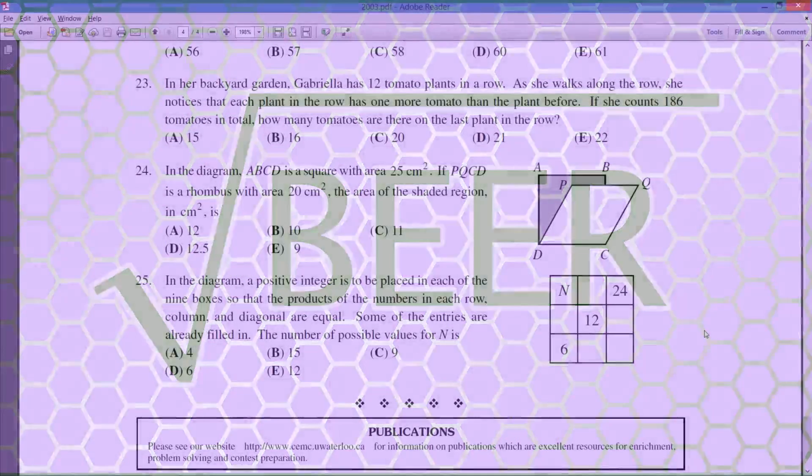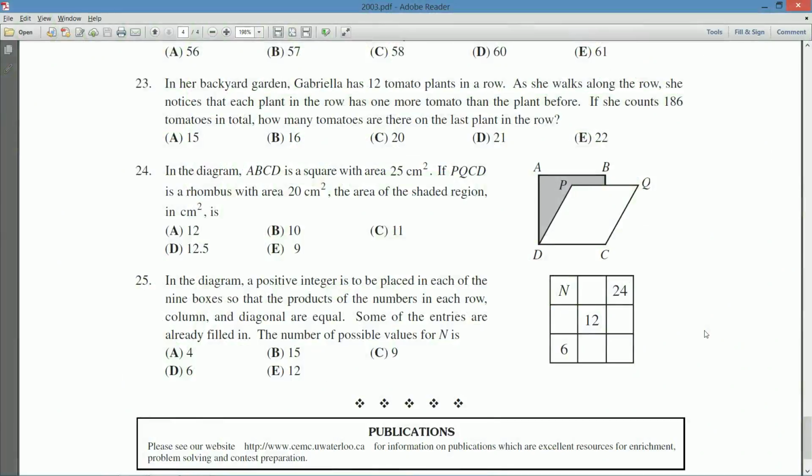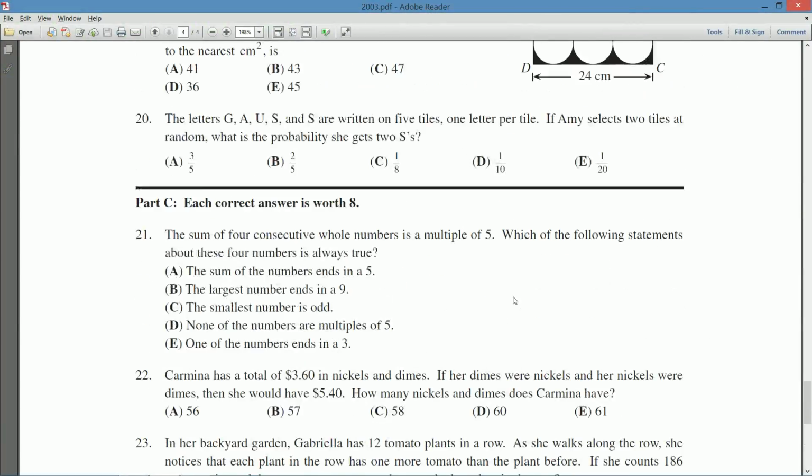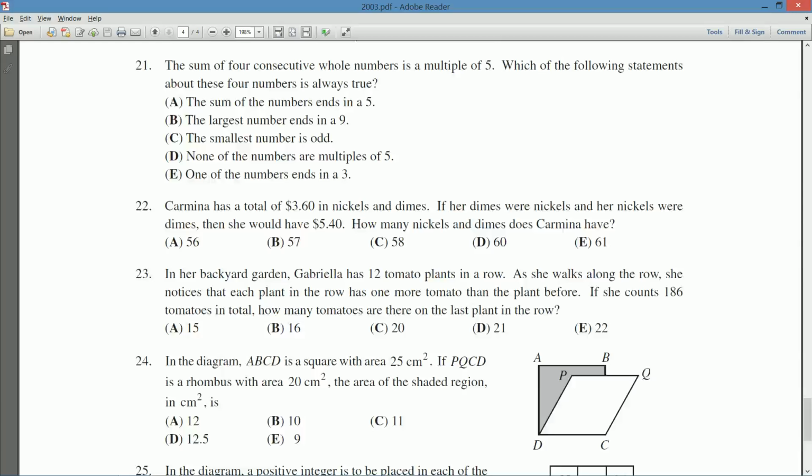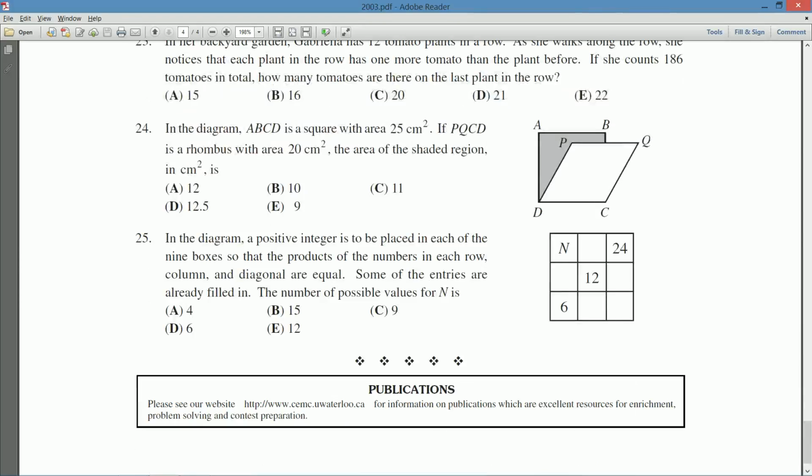We're on question number 24 from the 2003 8th grade level Gauss competition. So second last question, one of the part C questions, so should be challenging because it is worth 8 marks. But let's see. In the diagram, ABCD is a square with 25 centimeters squared for its area.